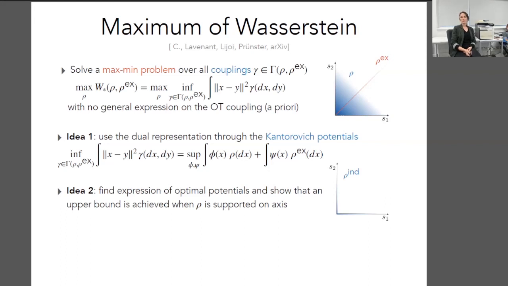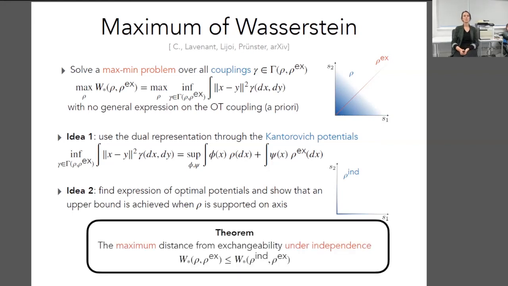So once we found the expression of the optimal pair of potentials, we were actually able to show that an upper bound of this expression is found whenever we take the Lévy measure to be supported on the axis. So the maximum distance from the diagonal is actually a distance supported on the axis. And it turns out that whenever the Lévy measure is supported on the axis, then the corresponding completely random measures are independent. So putting these two things together, we were actually able to prove that the maximum distance from exchangeability is achieved under independence.